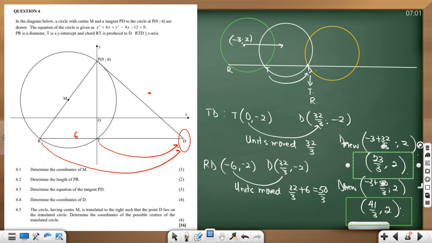All right, so you've got to analyze. So we shifted to the right. T could lie on D because it's a straight line. R could also lie on D. We said, so that D, so it's determine the coordinate of the possible centers. We want D to be on the circle. So R could have taken the place of D. T could have also taken the place of D. Very lovely question.